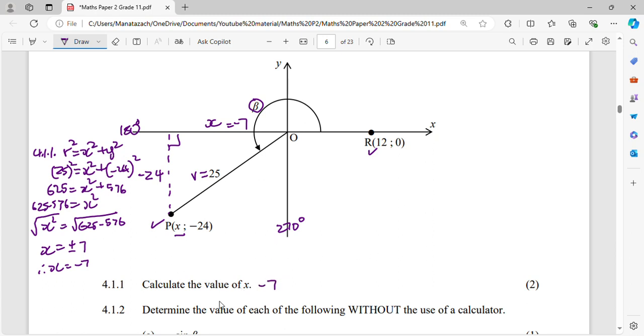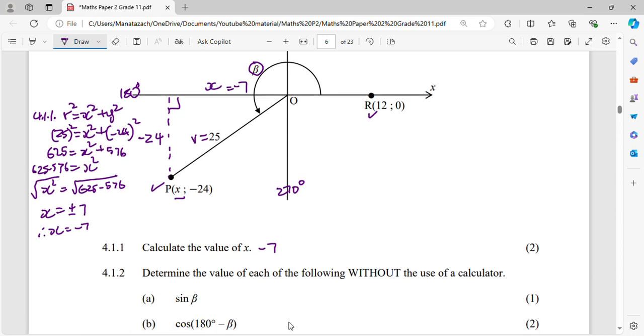And then 5.1.2, without using the calculator, you must determine sine beta. So the value of sine beta, we know sine beta is y over r. y is minus 24, r is 25. So this should be straightforward. You're not going to use a calculator, you're just going to leave it in fraction form like that.